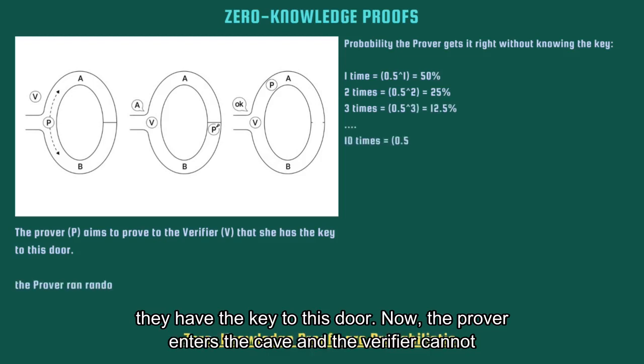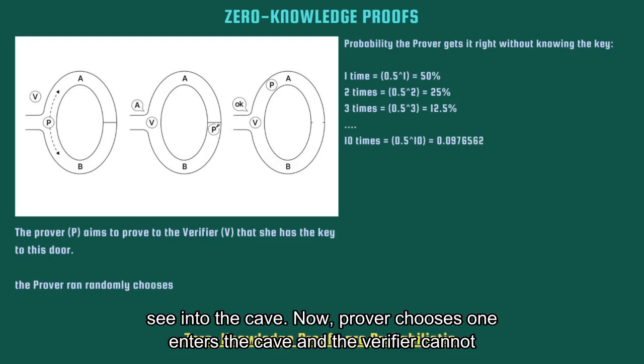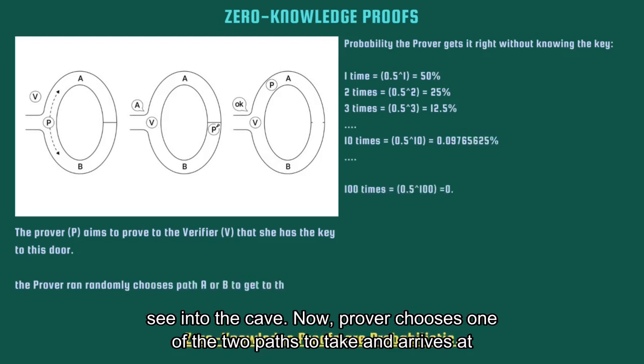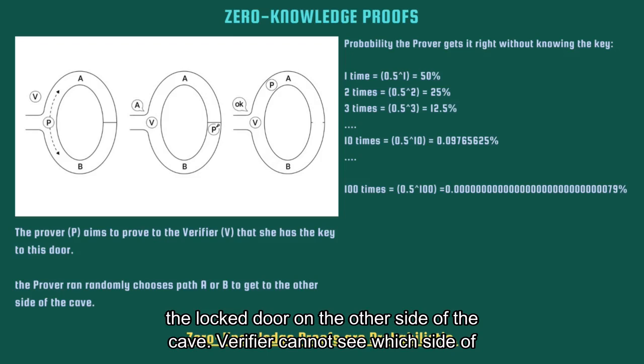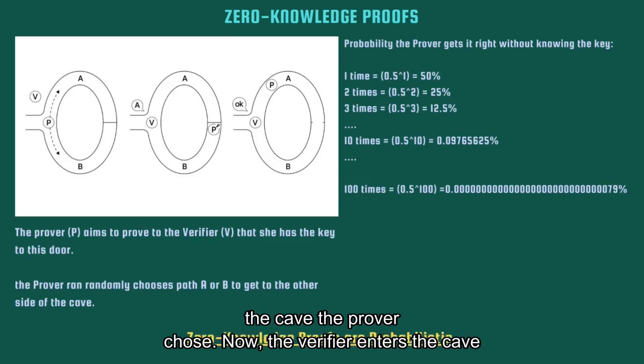Now, the prover enters the cave and the verifier cannot see into the cave. The prover chooses one of the two paths to take and arrives at the locked door on the other side of the cave. The verifier cannot see which side of the cave the prover chose.